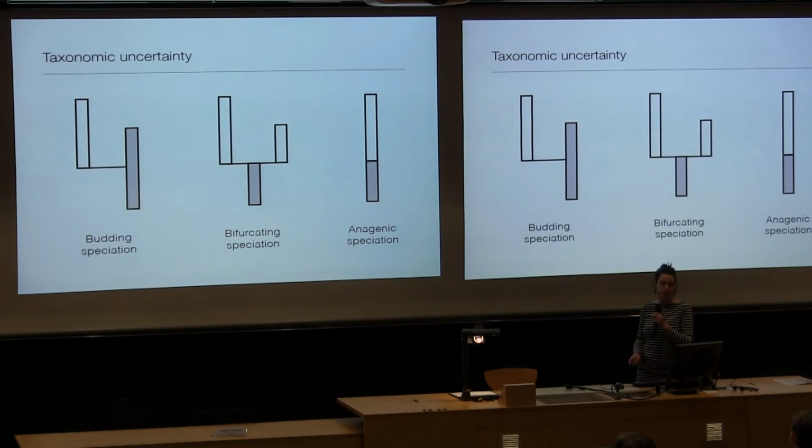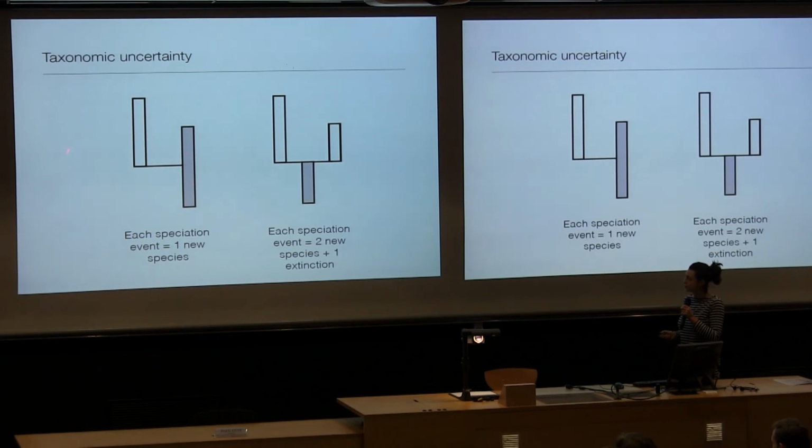And the final thing I wanted to mention is that we had a look at the impact of taxonomic uncertainty. Morphospecies evolution has been proposed to occur according to one of these three models: budding, bifurcation, or anagenic speciation. In budding speciation, each speciation event gives rise to one new species. And in the bifurcating model, each speciation event gives rise to two species and results in the extinction of the ancestor.